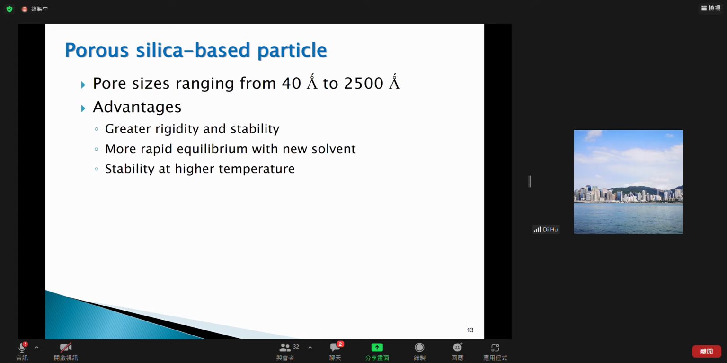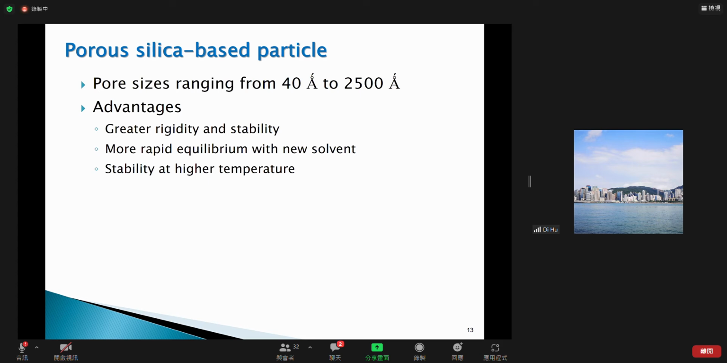First, the porous silica-based particles. The pore size ranges from 40 angstrom to 2,500 angstrom, that is 4 nanometers to 250 nanometers, a really wide size range. Silica particles have their own advantages. We know that it is rigid, so it is easy to pack and can handle high pressures. It also has more rapid equilibrium with a new solvent.